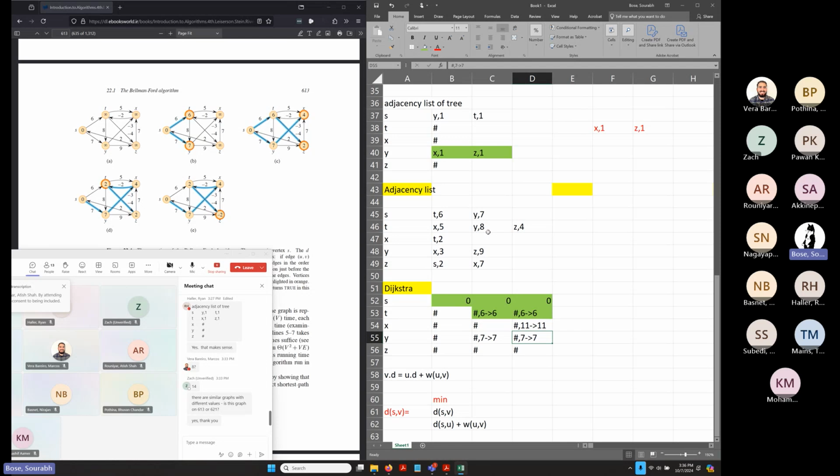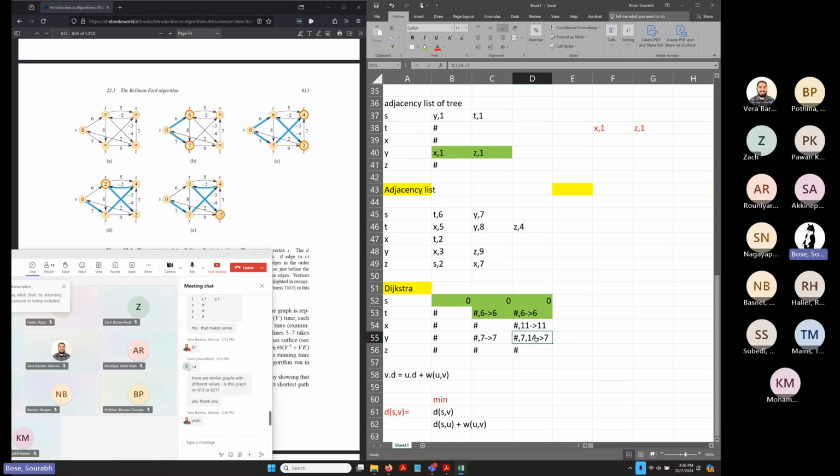T2Y is 8. Y is currently 7. You are offering S to T, that is 6 plus 8, so 14. So you are offering 14 and Y remains 7. Do you guys agree with this statement here? Please type in yes or no. So this cost here was S to T, T to Y, and it just offered 14 and it remains 7 because 7 is the minimum value.